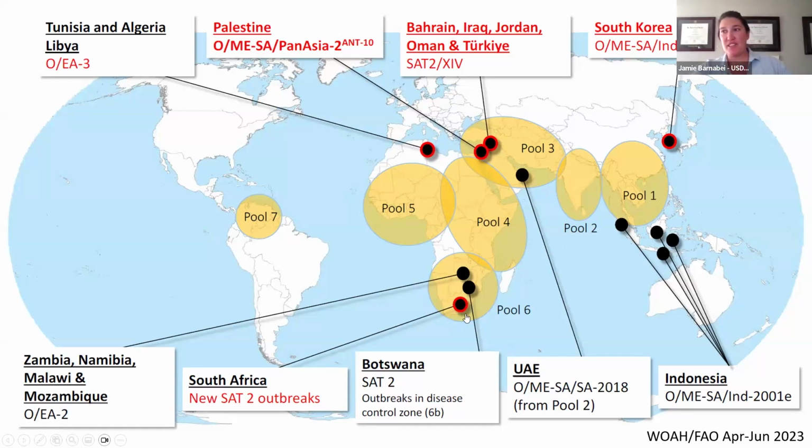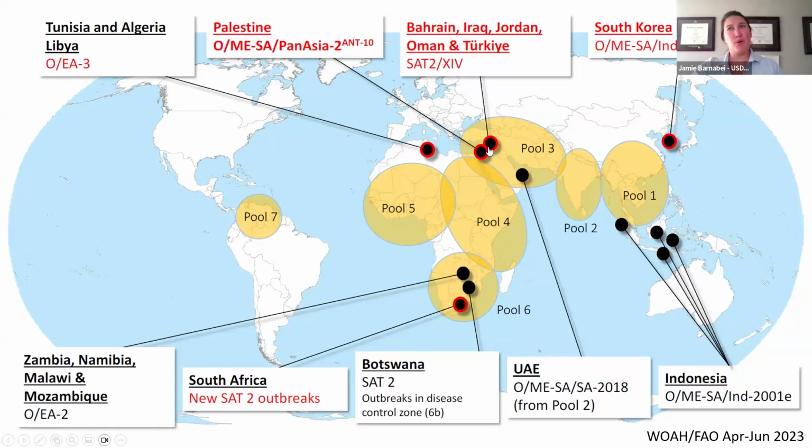So we started down here with SAT2. We started to see the emergence of a strain within the SAT2 serotype that hadn't really been recorded all that frequently. And all of a sudden, we're starting to see a number of outbreaks with this quiet strain. So some of these other ones you'll see if you come up north, what was interesting here is you'll notice this outbreak here in Tunisia and Algeria and Libya. It's not in a pool, it's outside of it. So we saw the spillover of an O East Asia 3 strain.